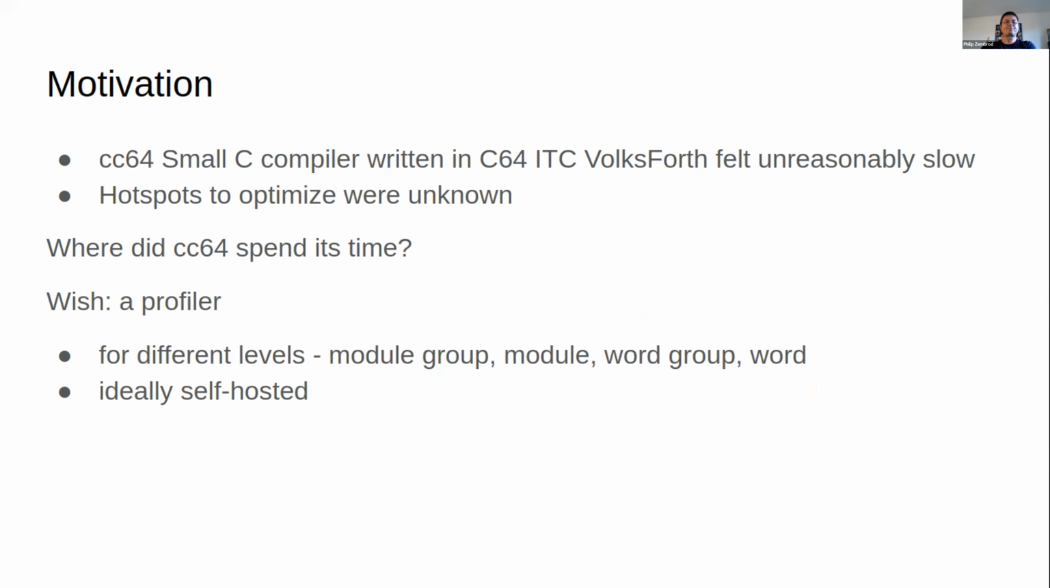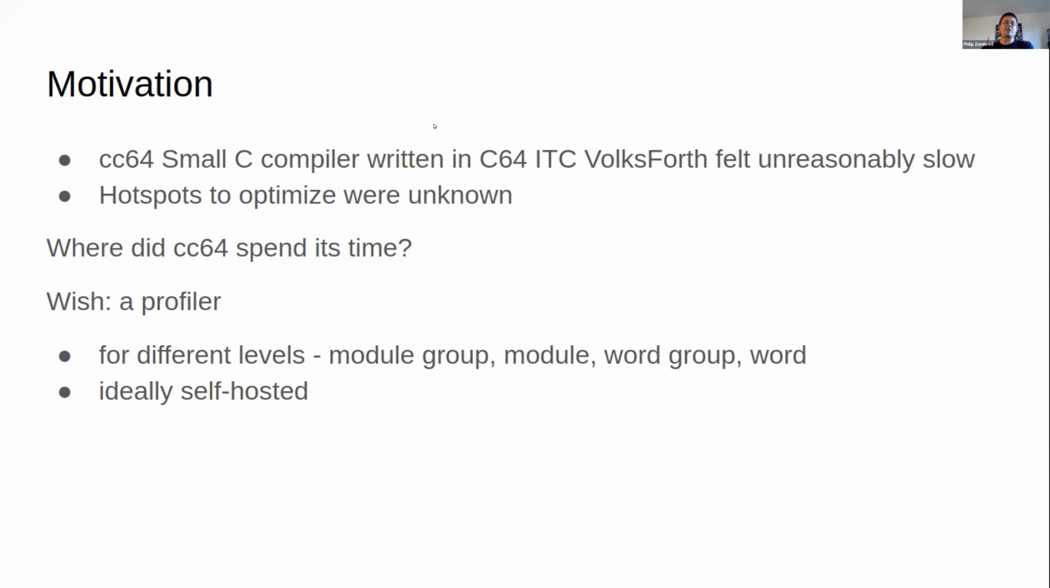The obvious fix for that is, of course, to optimize hotspots, only I didn't know where they were. So the question I wanted to answer is, where does my compiler spend its time? I was looking for a profiler that could work at different levels. So I was interested in where on the large module scale the actual time is spent, how much in the parser, how much in the scanner, in the code generator, but also the ability to drill down into smaller granularity all the way down to word levels.